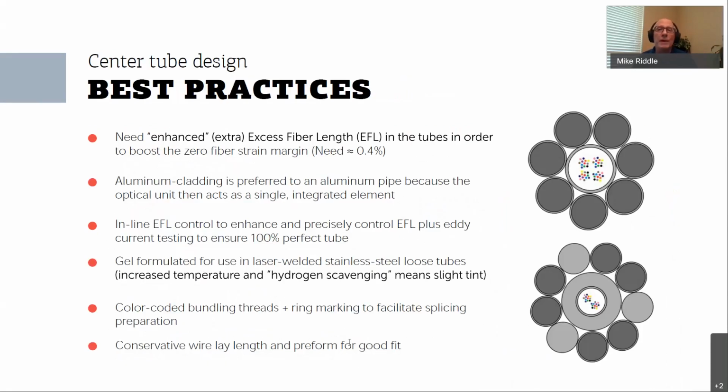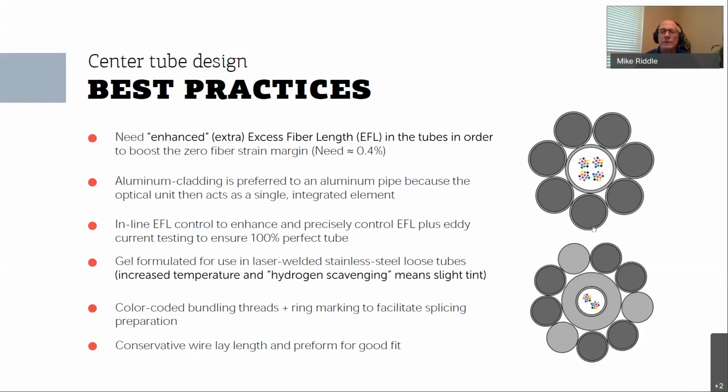What goes into the best possible version of a center tube design? Well, first, you need to maximize that excess fiber length. It turns out that you can juice things up a little bit in your production process, but the best you can do is about 0.4%. If you're going to use aluminum around the center tube, you have two choices. You can take a stainless steel tube and insert it into an aluminum pipe, or you can clad the stainless steel tube with aluminum. We think that the cladding is better because you end up with an optical unit that acts as a single integrated element.